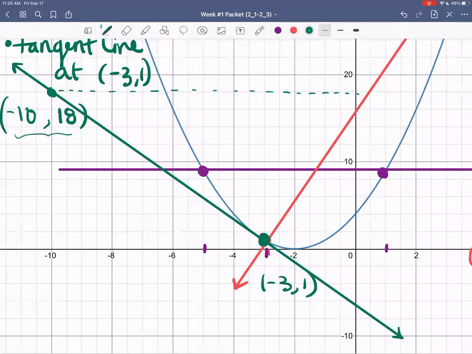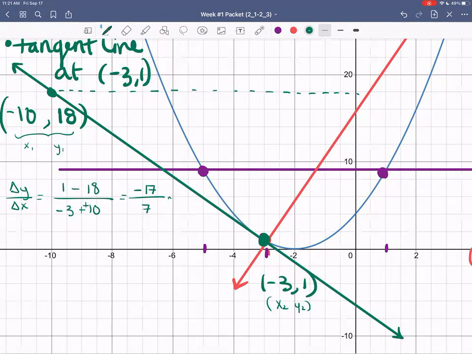So I could call this point my first point, x1, y1. This point, x2, y2. So we get change of y's over change of x's. So we get 1 minus 18 over change of x's, -3 minus -10. So that becomes -17 in the numerator over -3 minus -10, which becomes -3 plus 10, which is 7.